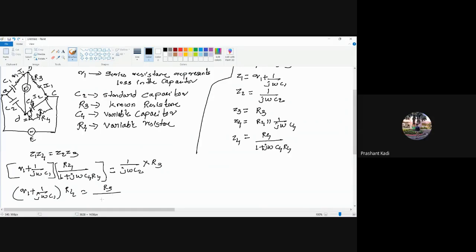Sir, will the Z1 value be R1 minus j by omega C? When a capacitor and resistance are connected in series, in polar form we take that type, sir. Yes, that is also possible. R1 minus j divided by omega C1, or R1 plus 1 by j omega C1, both are correct, since 1 by j equals minus j.